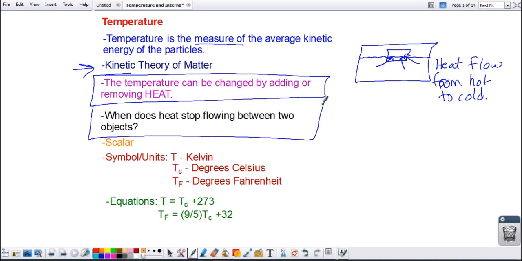That heat is going to stop flowing when the objects enter thermal equilibrium. Thermal equilibrium means they're the same temperature. Equilibrium, they are equal, so they have the same temperature. That's when heat is going to stop flowing, which then leads us to the 0th law of thermodynamics.